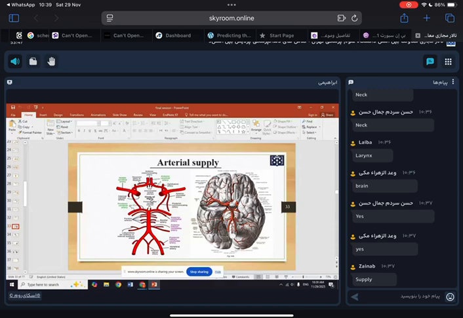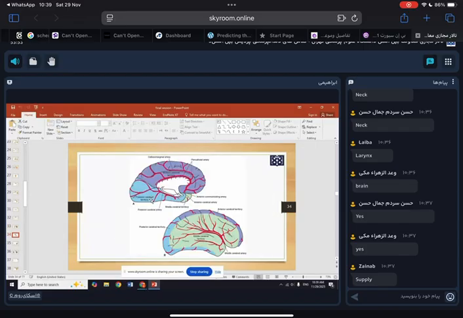This is the source of blood supply for the brain. So look at the picture. This view is the superolateral surface of the brain, and this part is the medial surface of the brain.